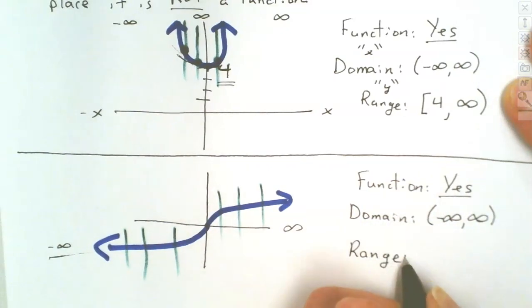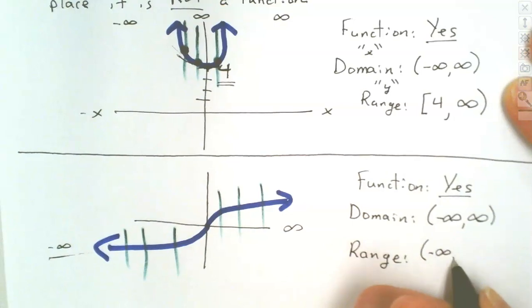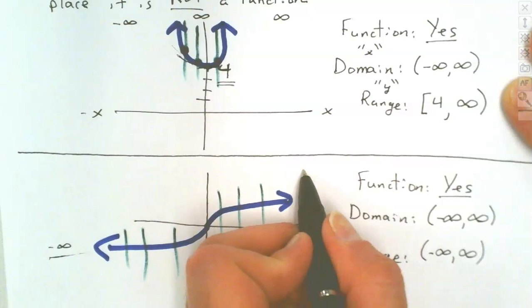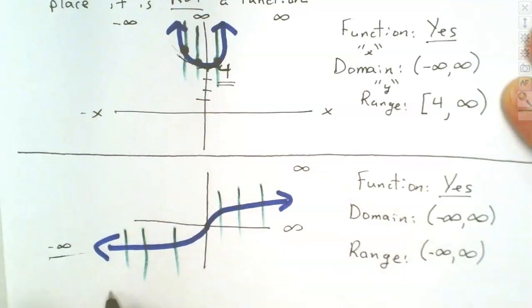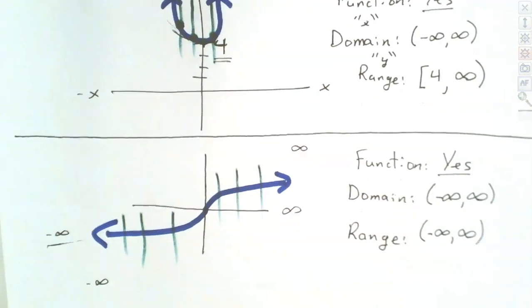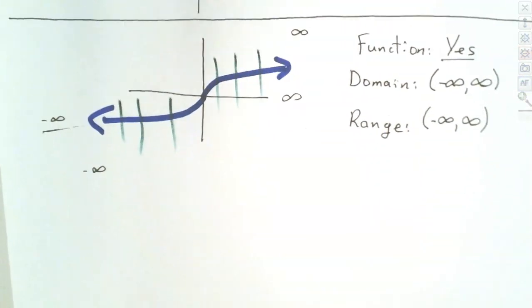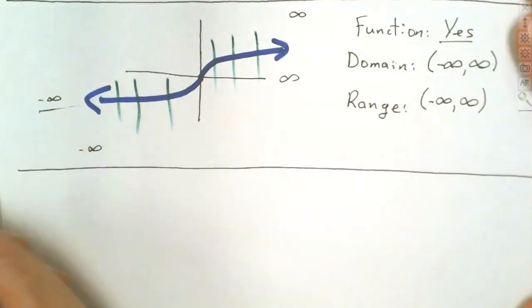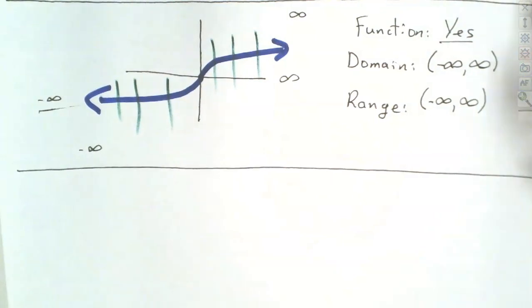And my range is going to be the same thing, because it goes up to positive infinity, down to negative infinity. So it is a function. Your domain would be negative to positive infinity, and the same thing with your range. The next one is not going to be a function.